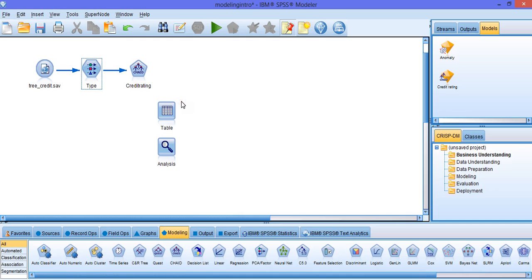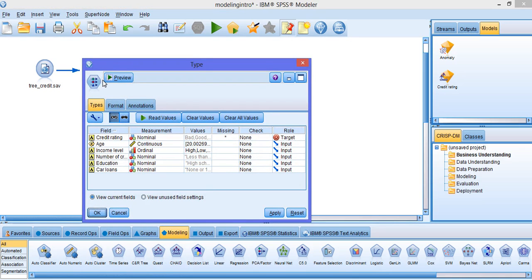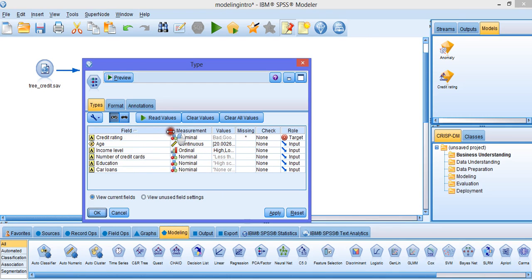Okay, so to understand any model, you first need to understand the data that go into it. The data in this example contain information about the customer of a bank, as I mentioned, and now let's look at the data types and the fields. Here we have the credit rating, and basically credit rating is our target. We also have the age, income level, number of credit cards, education, and car loans.